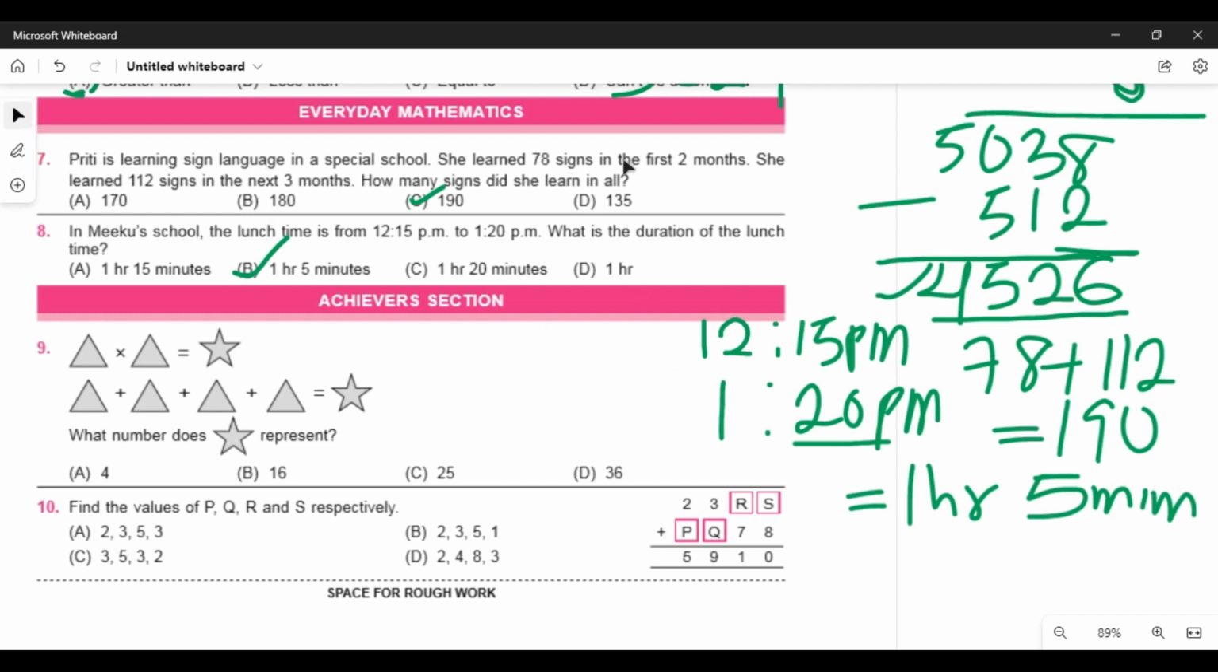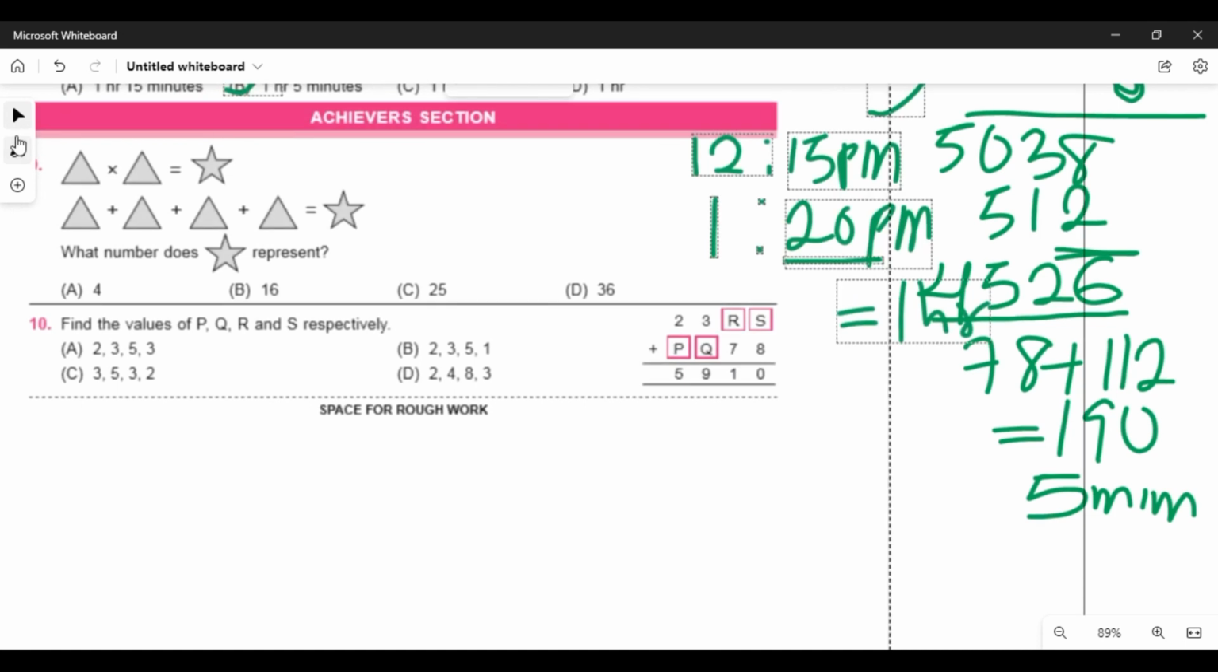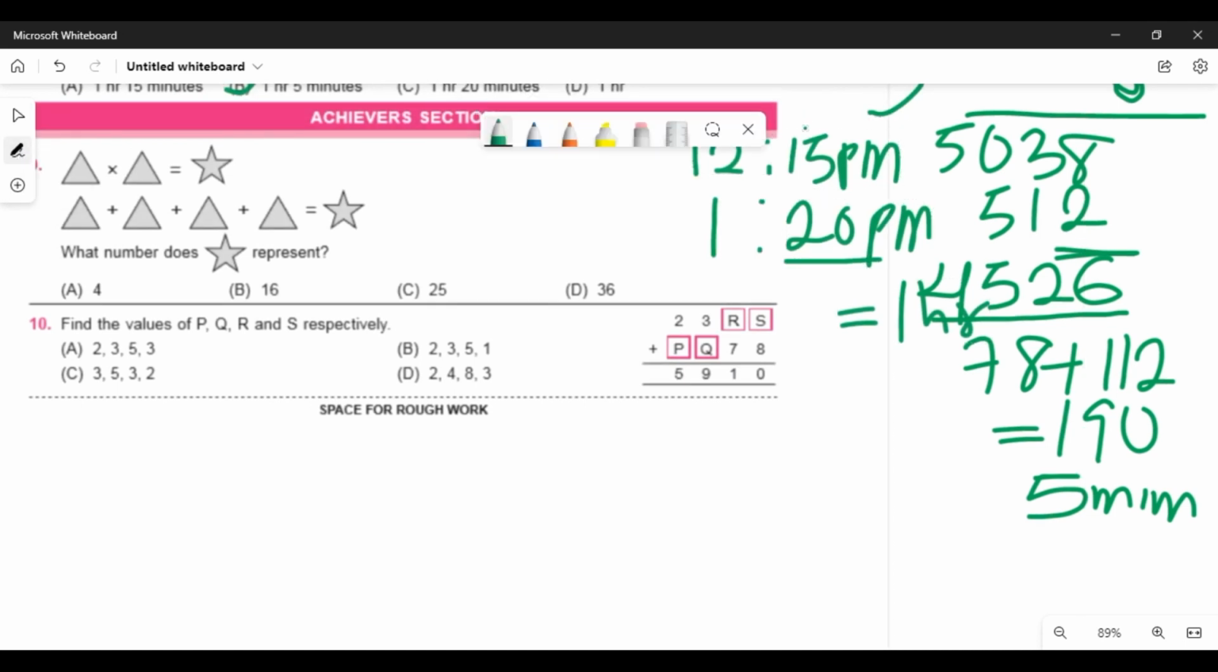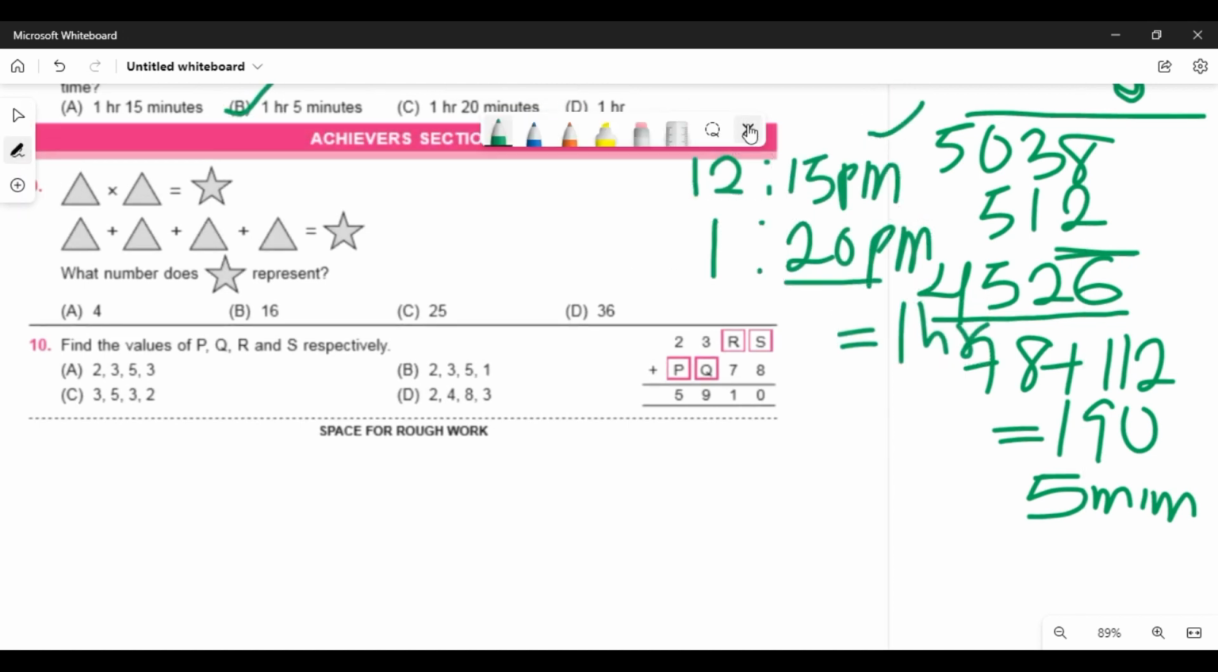Question number 9, you are requested to, that's the achiever part, and that achiever part gives you 2 marks each. You are requested to find the value of x. The star. What number does star represent?